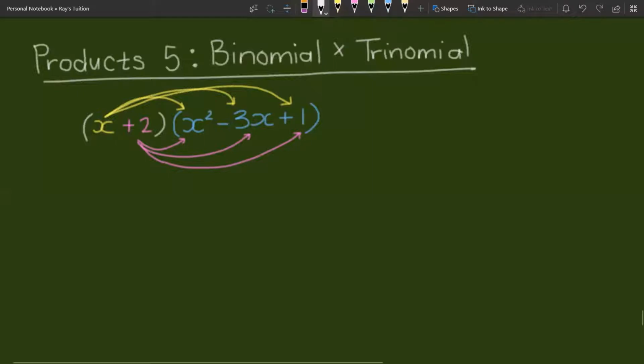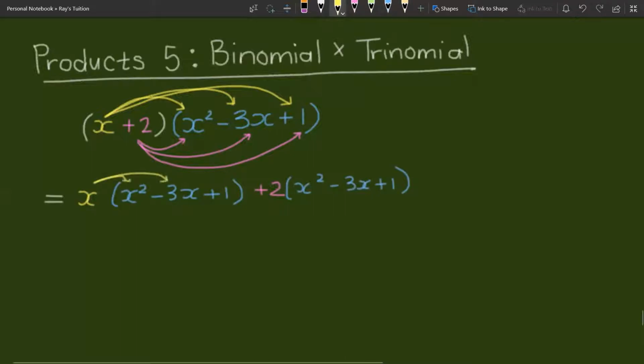So I'm going to write this out in a way that will make it a bit easier to solve. So it's the x, basically, times everything in the second bracket, so x squared minus 3x plus 1. And then it is the plus 2 times everything in the second bracket, so x squared minus 3x plus 1. So now first let us start with distributing the x to everything in the bracket.